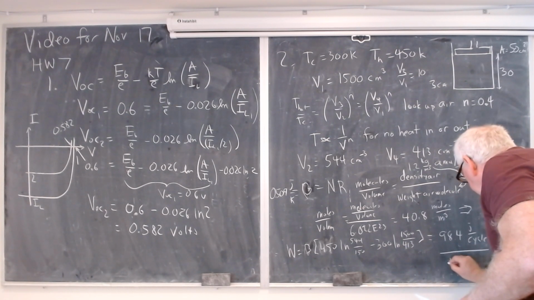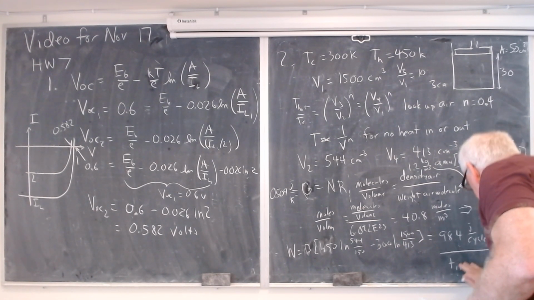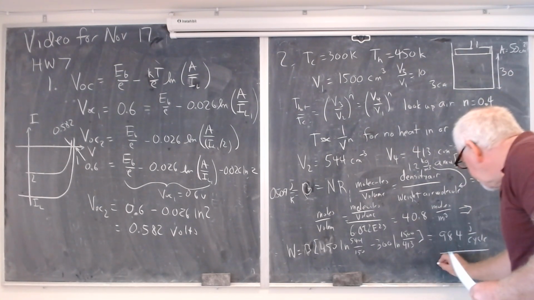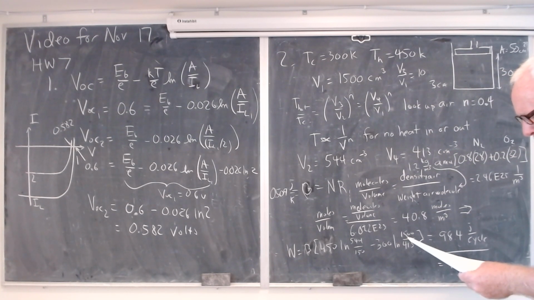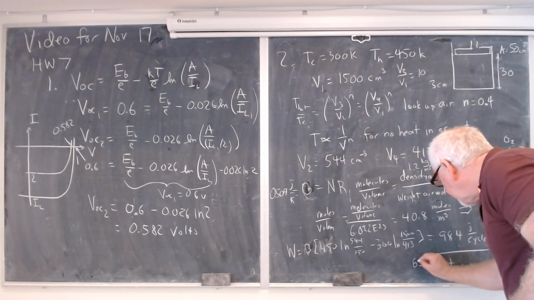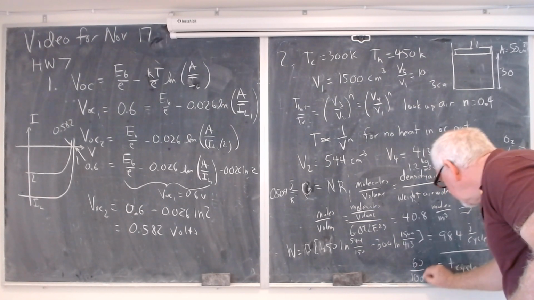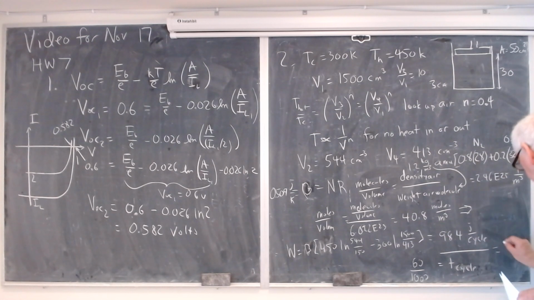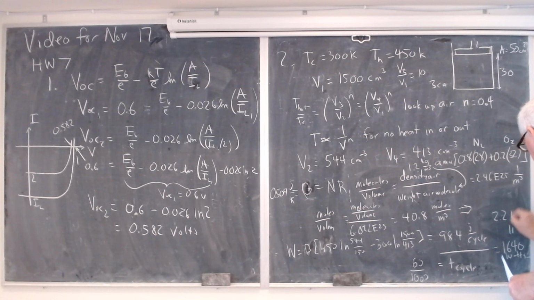And then you divide that by the time of the cycle, which is, I said 1,000 RPM, so that's 60 seconds over 1,000. And then finally, the answer is 1640 watts, which is equal to 2.2 horsepower. So, it's just working through it and plugging in the numbers.